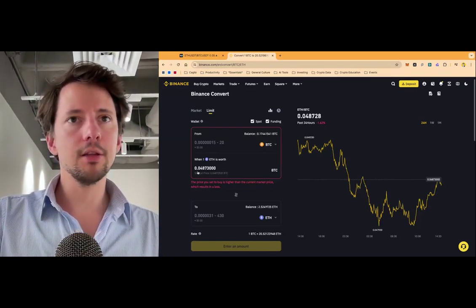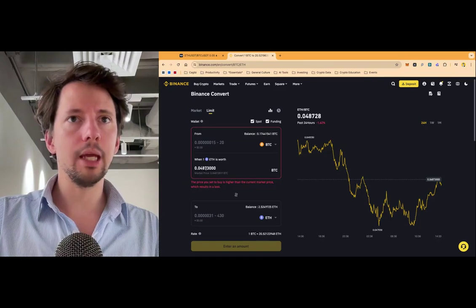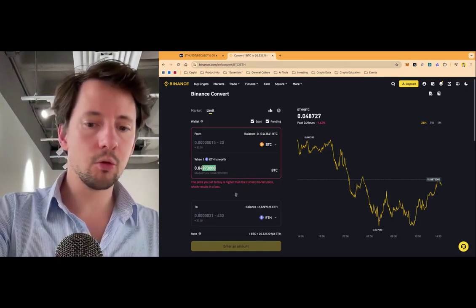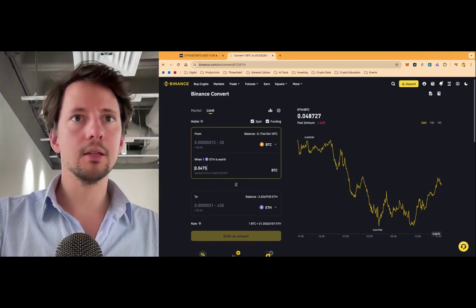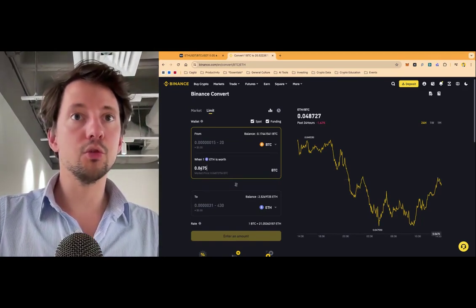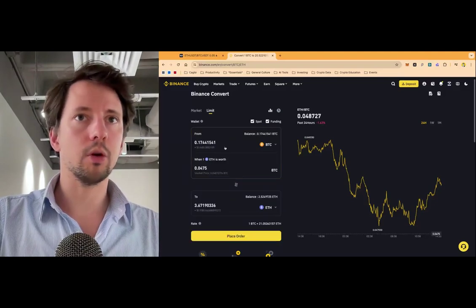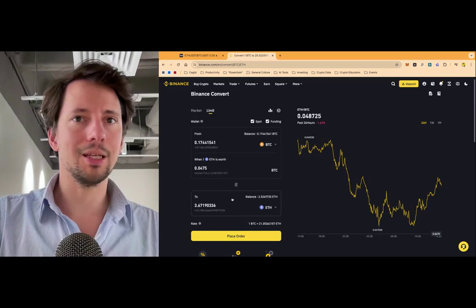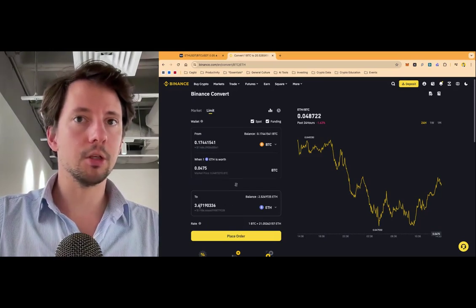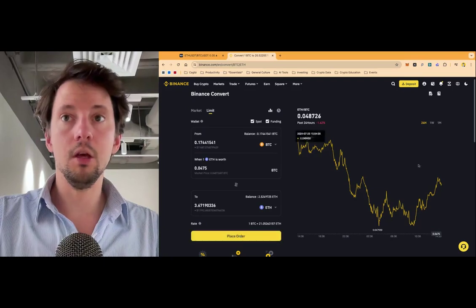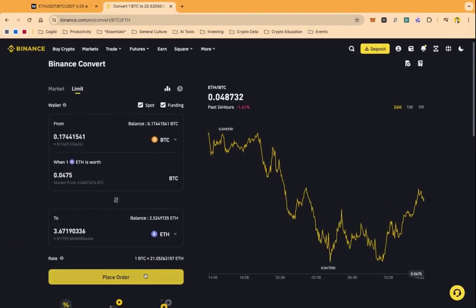And so here you can see that the rate is 0.0487. I would like a more advantageous rate. So I'll say I'll only do that trade if it hits that Ethereum is worth 0.0475 Bitcoin, and then I'll convert. So I'll click on whatever balance I want to swap. Here it's 0.17 Bitcoin, so about 10K. And it shows me how much ETH I would get at that rate if the trade gets executed. You can also even see the chart here if you didn't have TradingView.